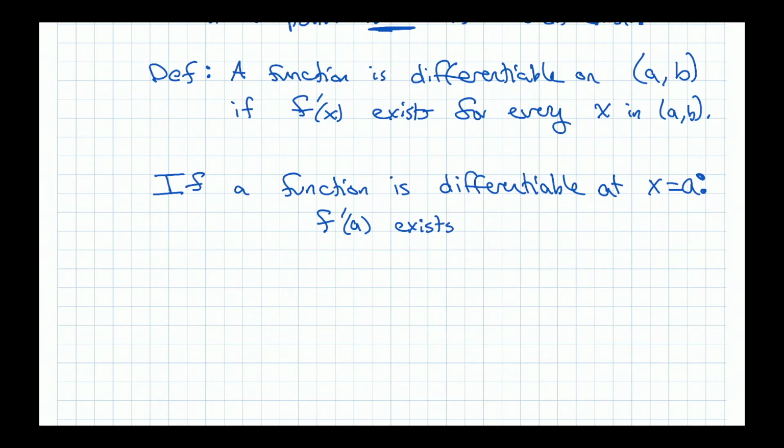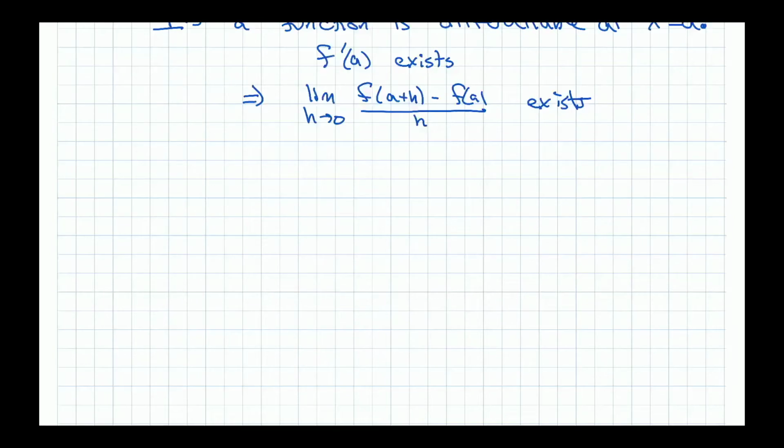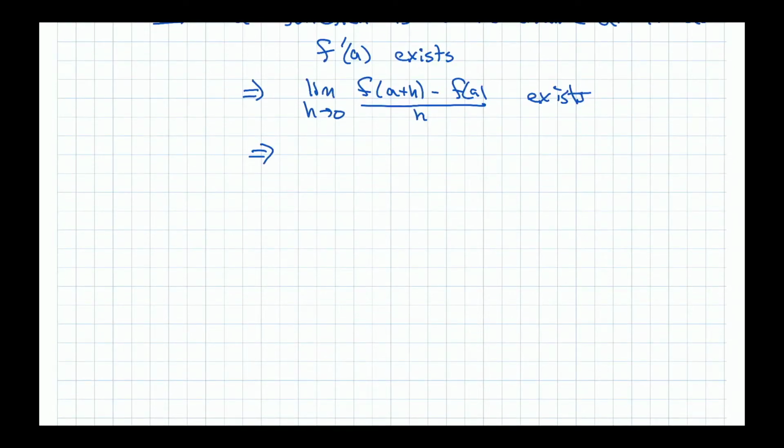But that means that this limit exists: the limit as h goes to 0 of f of a plus h minus f of a over h exists, right? Because what I just wrote there was the definition of f prime of a. So, of course, if the first thing I wrote exists, the second thing I wrote exists. But that actually tells you more than you might think.